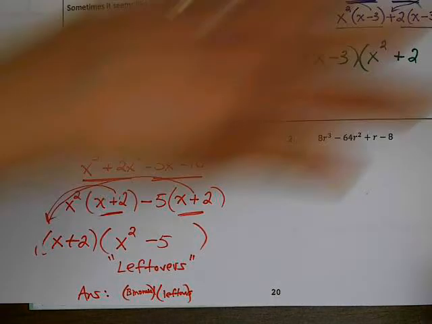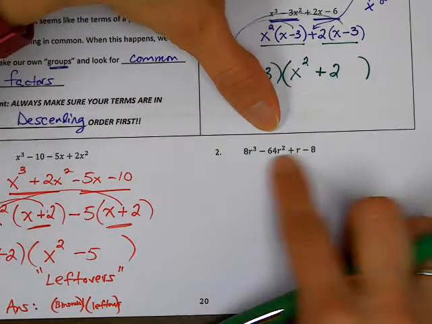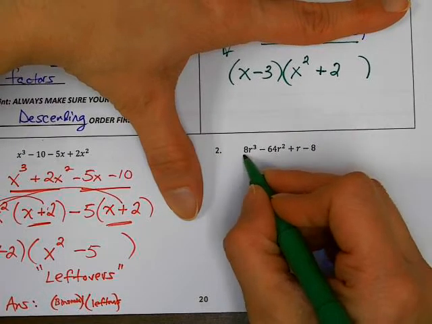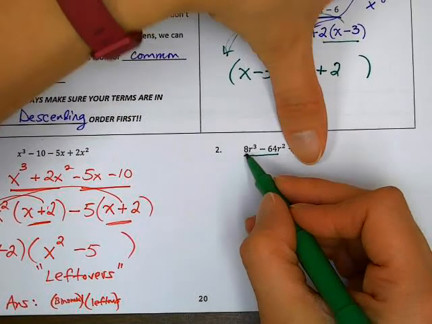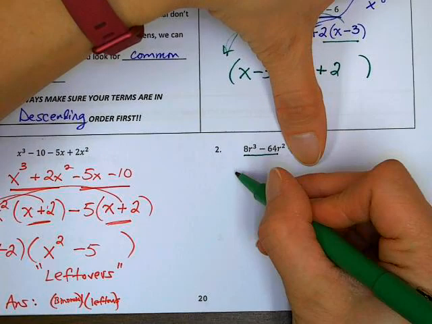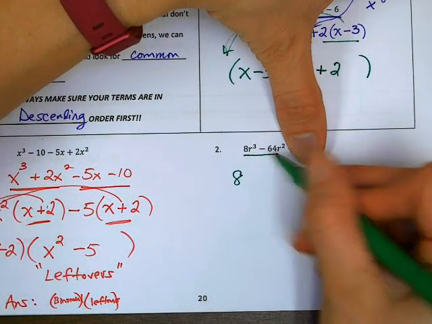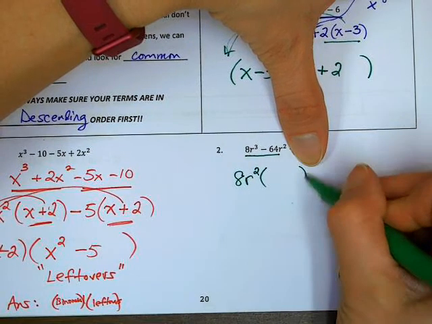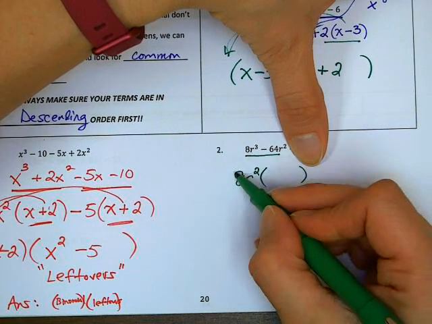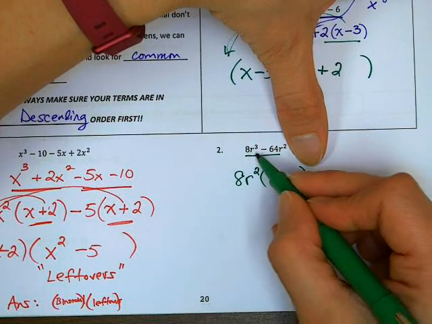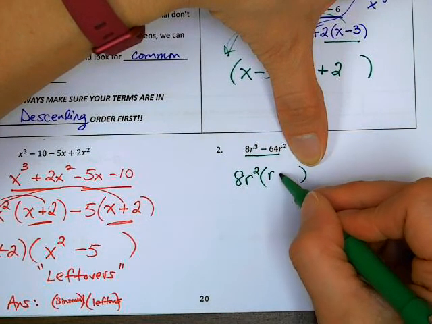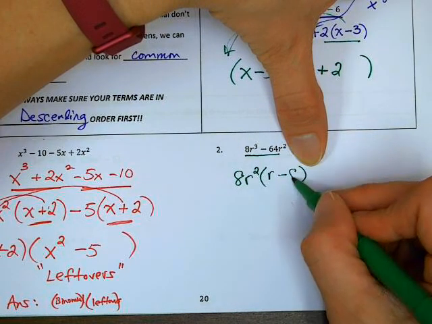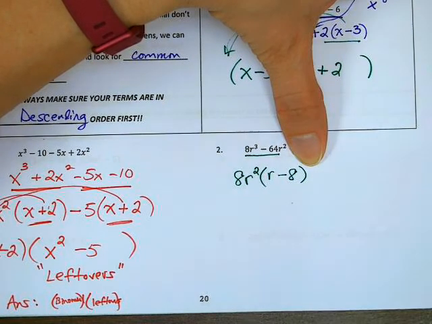I'm looking here at the r's, and they're already in descending order, so we're all set. From the first 2, wow, this is huge. I could take out an 8 and 2 r's. So 8r squared is going to get factored out. So the 8 got factored out 2 of the r's. He's down to just 1 r. Minus 64 divided by 8 is 8. Both of his r's got taken out.